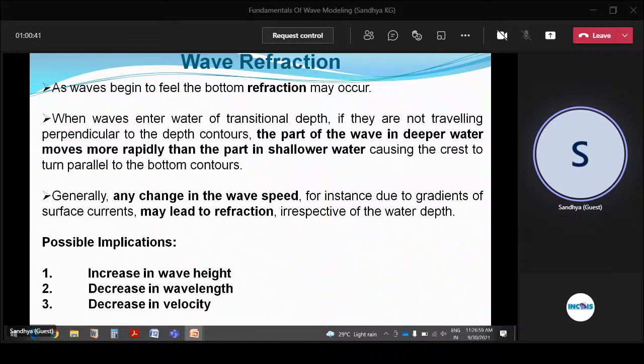So, any change in the wave speed, for instance, due to the gradients of surface currents or due to the depth variations, may lead to refraction. So, these are the depth-induced and current-induced refraction. Now, the possible implications of these are the increase in wave height, decrease in wavelength, and decrease in velocity.